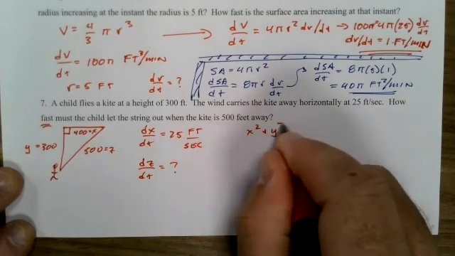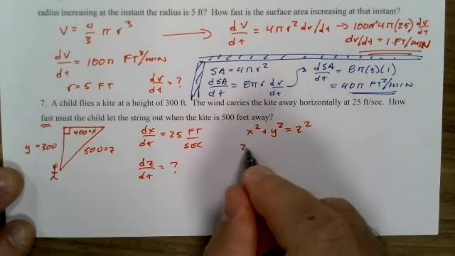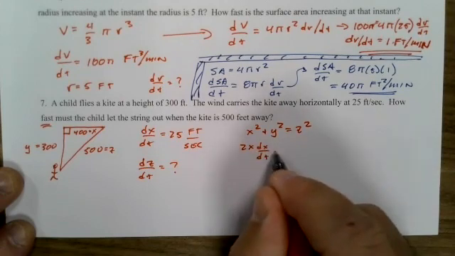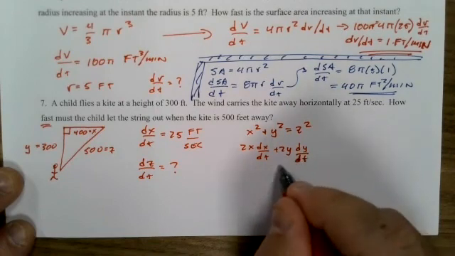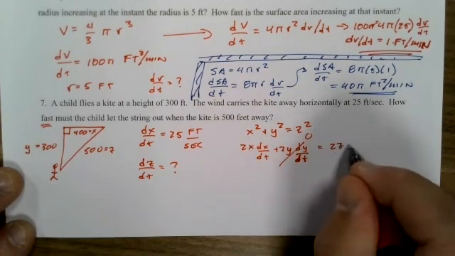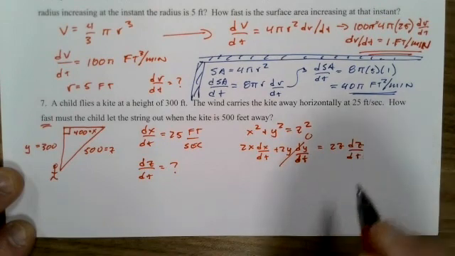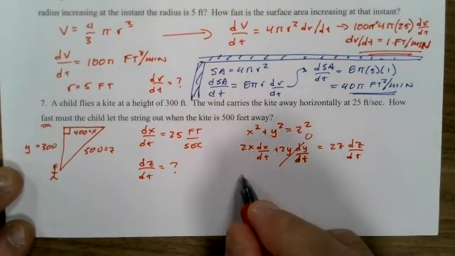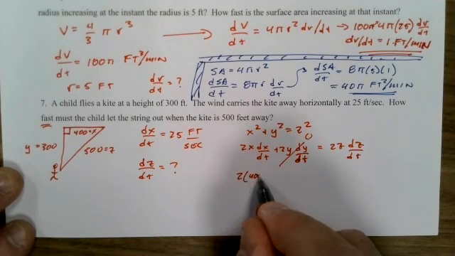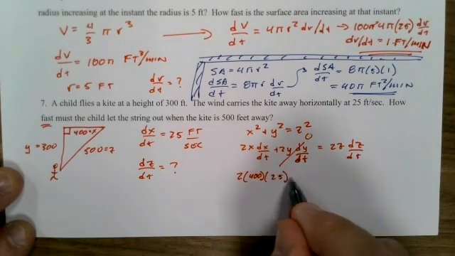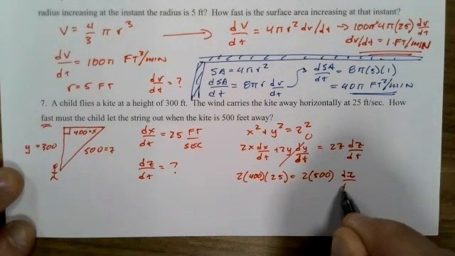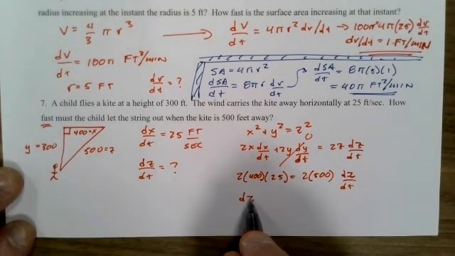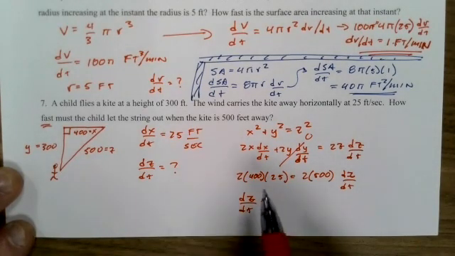x squared plus y squared equals z squared. 2x dx/dt plus 2y dy/dt. It stays at a constant height, so that's a 0. 2z dz/dt. So dz/dt equals... feet per second. So it'll be feet per second.